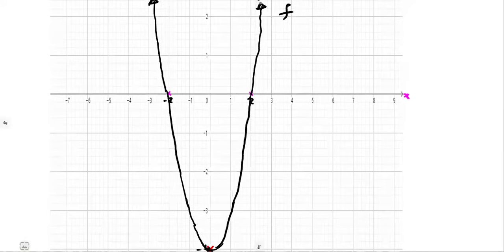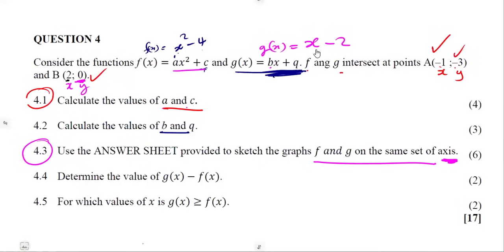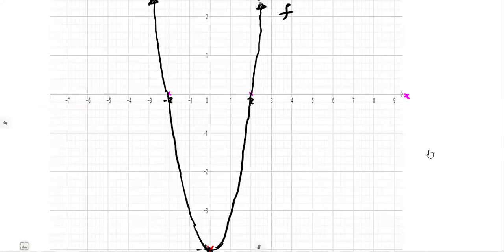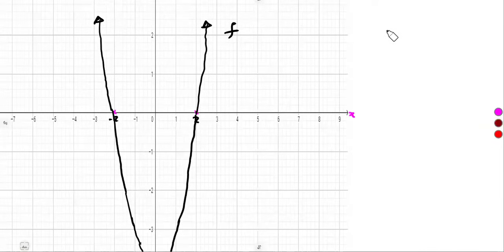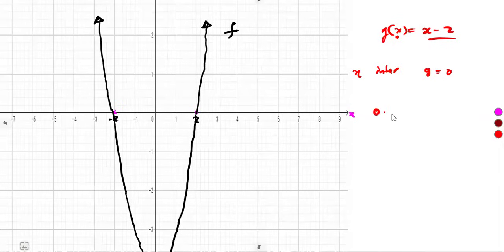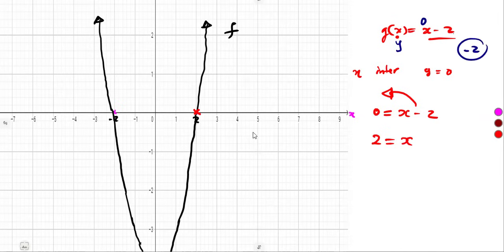Then our G, remember, our g of x is x minus 2, which is a linear function that we are dealing with there. For a linear function, we're just going to need the x-intercept. The x-intercept is where y is equal to 0, so 0 is equal to x minus 2. Take this to the other side, 2 is equal to x. So our x-intercept is at 2. The y-intercept: when x is equal to 0, y is equal to 0 minus 2, which is minus 2.